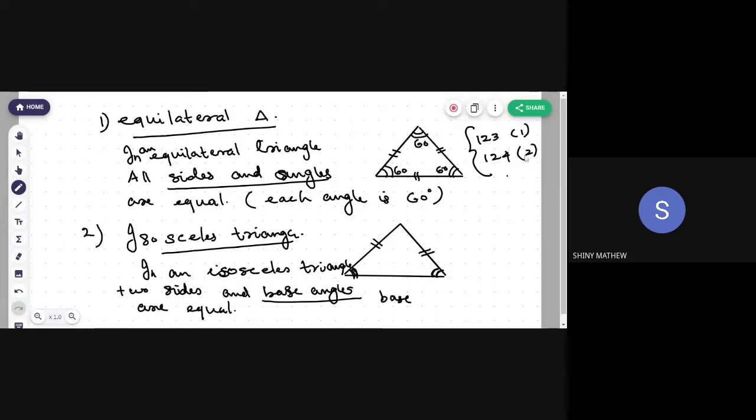There you are asked to find x, y and so on, so you should try that. Using all these properties, angle sum property, exterior angle property, then isosceles triangle and equilateral triangle properties, you can find the values of x and y. Okay, then in the next class we can study two more properties. While studying that, we will revise those lessons also.